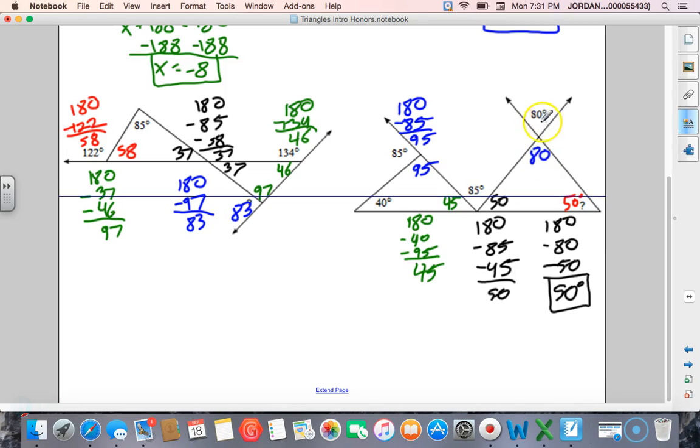And then right here, vertical angles, so I just throw the 80 in here, and then I use those two with this triangle to find the angle of the third. I know two of them, take them both away from 180, and that'll leave me with the third angle, 50 degrees. Alright.